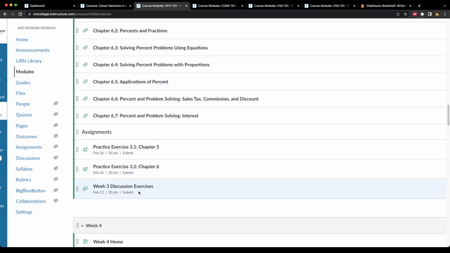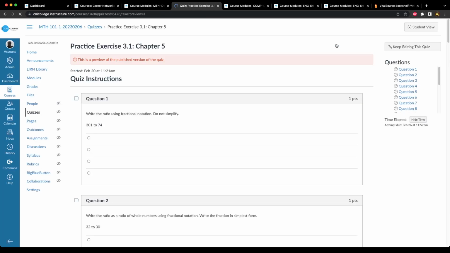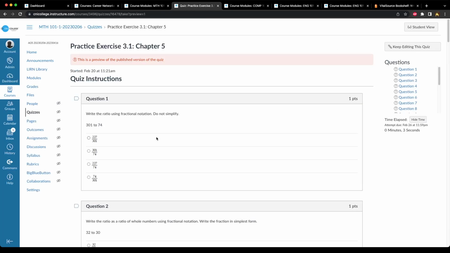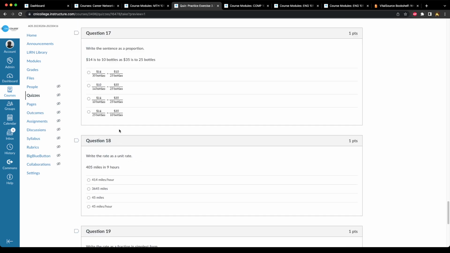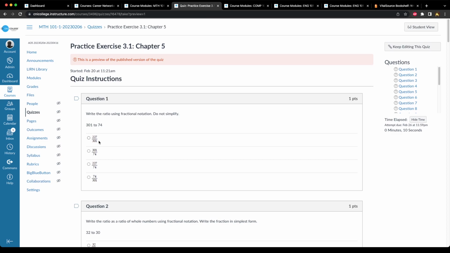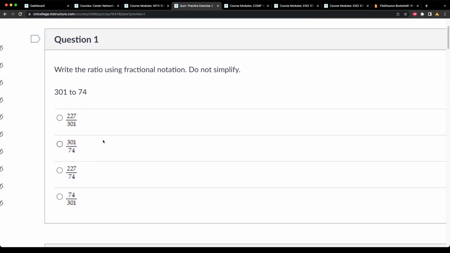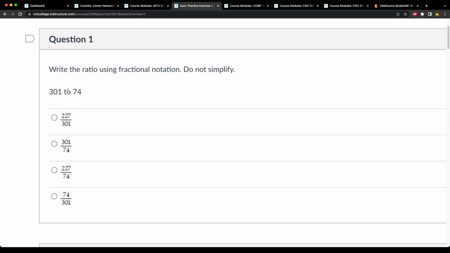Okay, so for this week for math, you have your same old 2 practice exercises. This week, we're going to look at ratios. Again, you have 20 questions per these exercises, right? And right here, it's write the ratio using fractional notation. So we have 301 to 74.